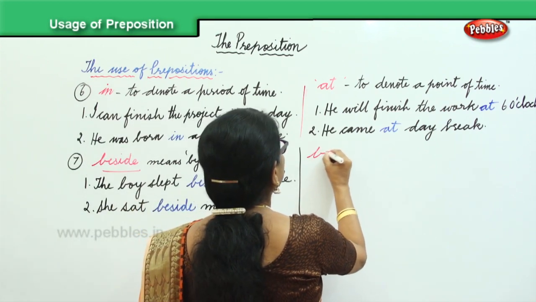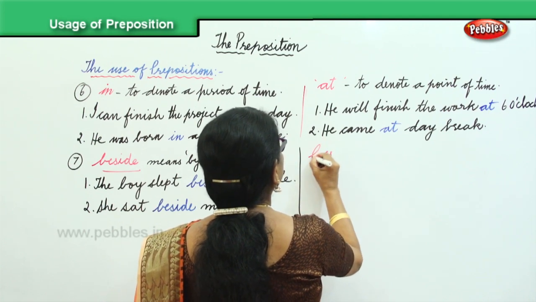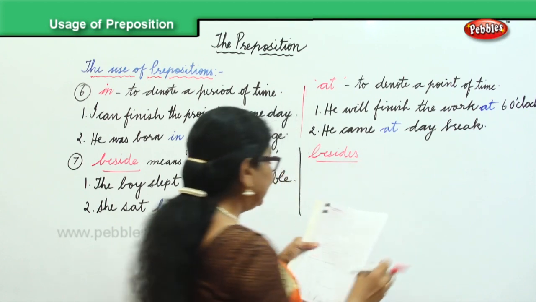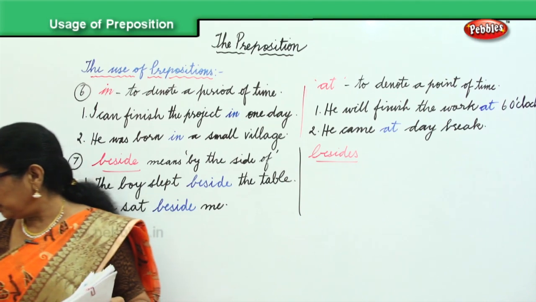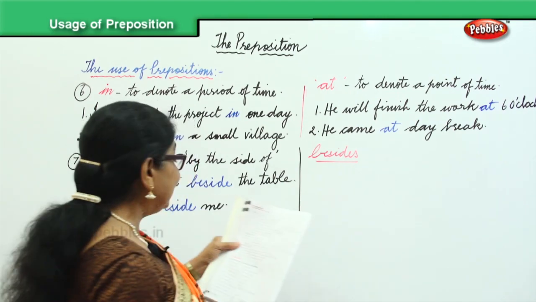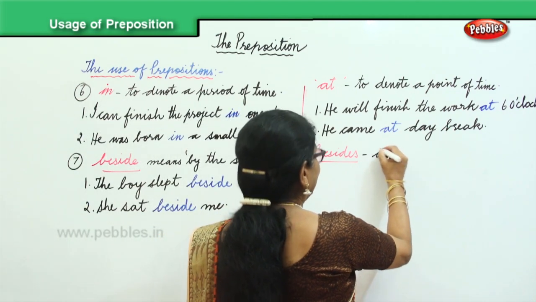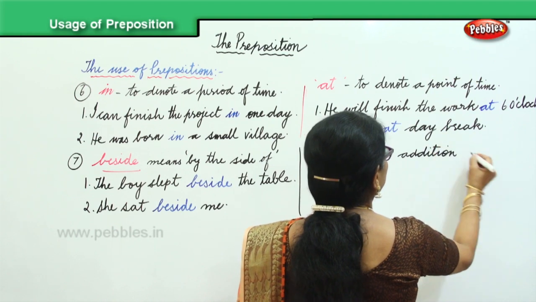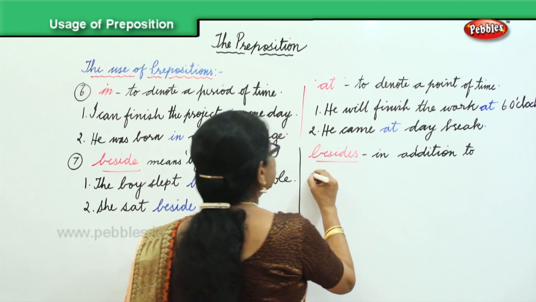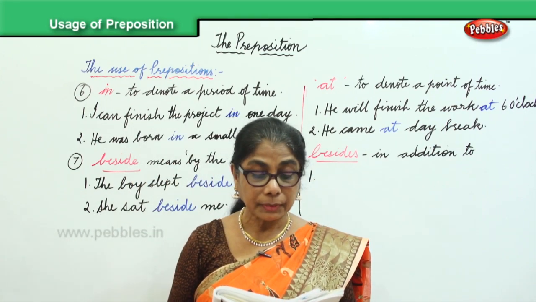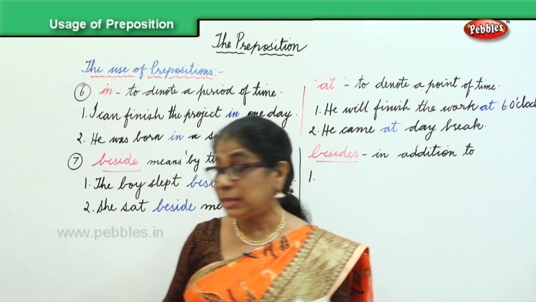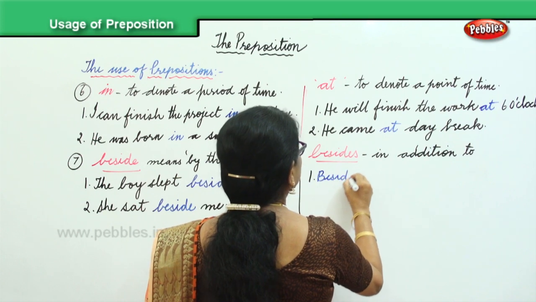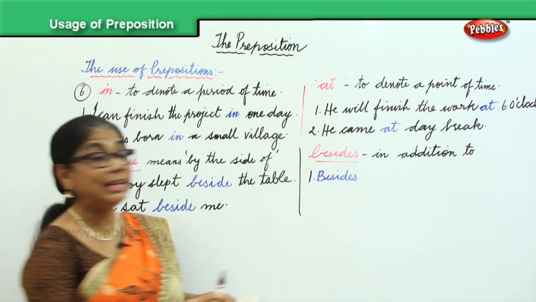The next one is "besides", B-E-S-I-D-E-S. Now, how is this used? It means in addition to. That's what we mean by "besides". Now let's look at the example. Besides food, one also needs money.